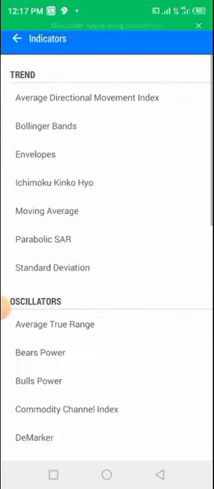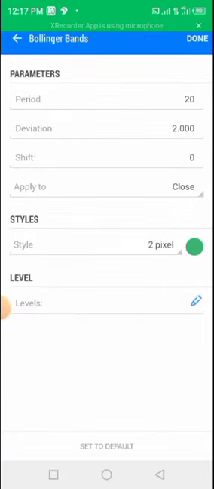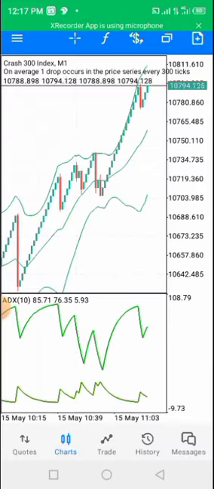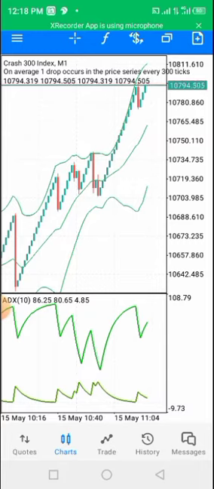Then you go to your main chart. You set your Bollinger Bands, period 20, deviation 2. Just leave everything the way it is. You can maybe write it down, or do anyhow you want, so you can use it on your own chart. Apply to close, style 1 pixel, color green. Done. Okay.